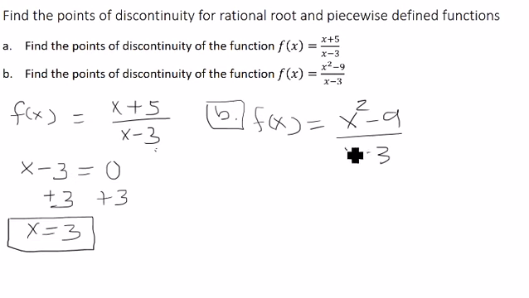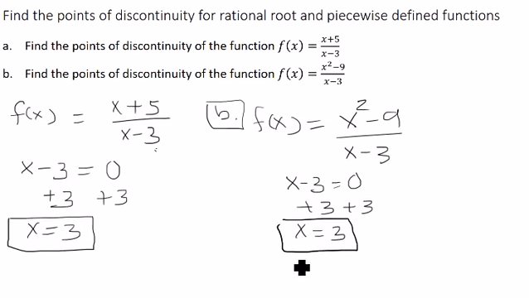Again, we're trying to avoid the 0 in the denominator. So set the denominator equal to 0. So x minus 3 equals 0, and then solve it by adding 3 to both sides. So x equals 3 is the point of discontinuity.